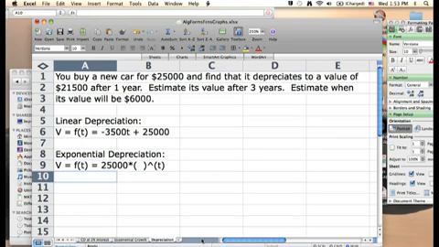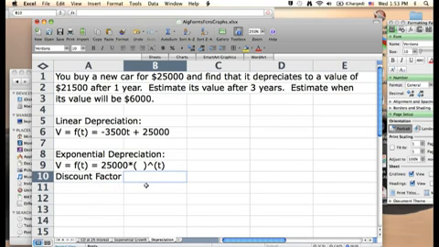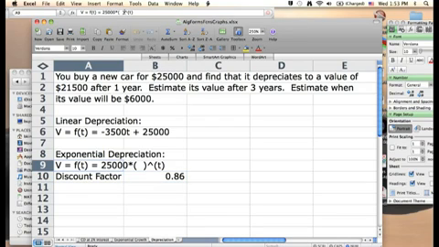Well, it's going to be what's sometimes called the discount factor. It's going to be a number that indicates the percent that the value after 1 year is compared to the initial value. In other words, in this case, it's 21,500 divided by 25,000. That number, which is going to be a decimal between 0 and 1, is 0.86, meaning after 1 year the car is 86% of the original value. That is the number that's going to go in here, 0.86. That'll be my exponential depreciation model.